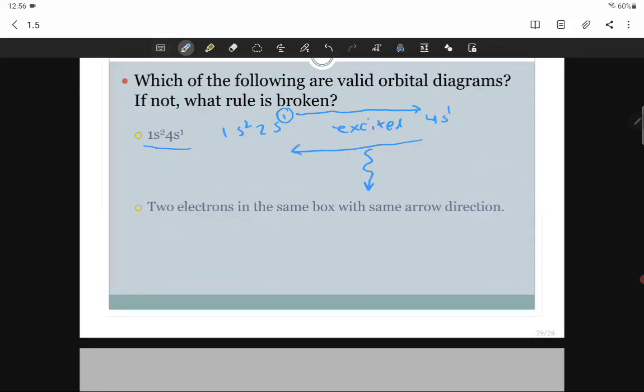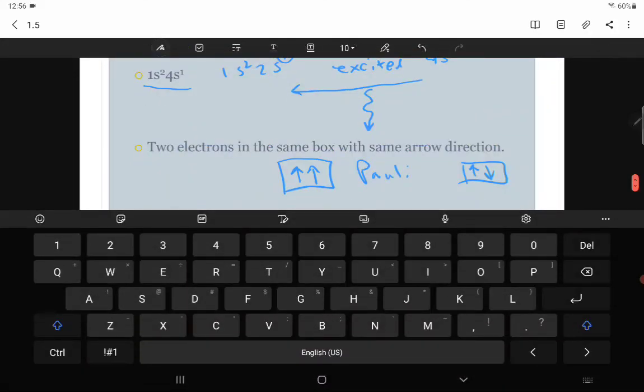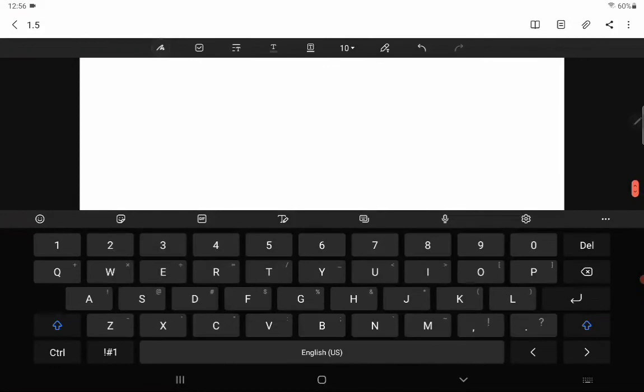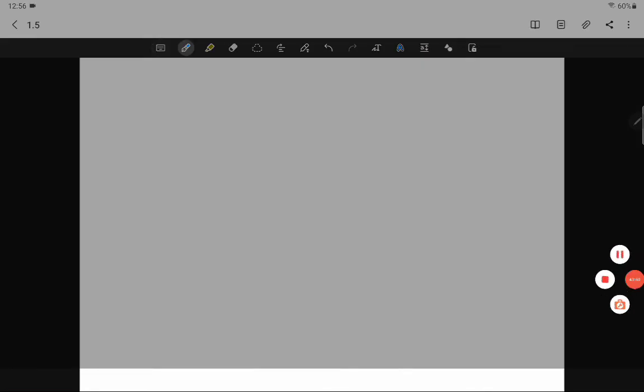2 electrons in the same box with same arrow direction. So that is this. I think that's a Pauli issue. It's supposed to be that way. Yep, I think we're done. Okay, so that gets you some of our review from last year, and then also I think we added a few new things this year.